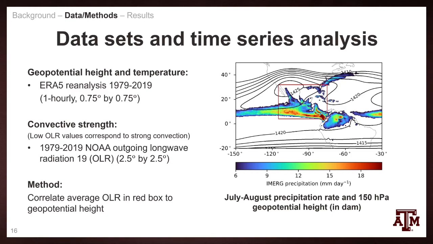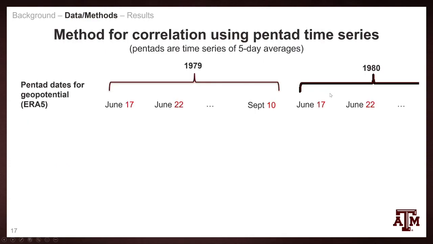The method in our paper is very simple. We correlate the average OLR inside this red box to geopotential height at each ERA5 grid box, and we do the same thing for temperature. We use pentad time series for the correlation. Pentad time series are time series where each data point represents a 5-day average. And for the time series of geopotential, the center dates are shown here. So we are taking the dates from mid-June to mid-September from each year, so there are about 20, maybe 22 pentads here.